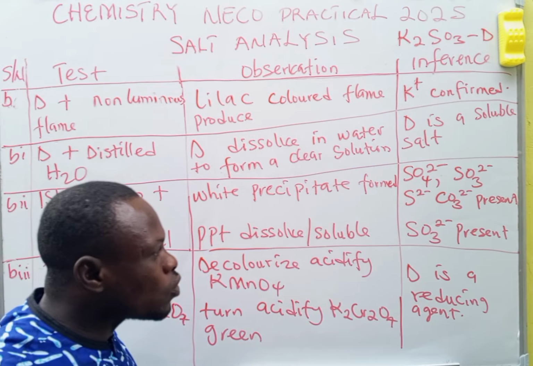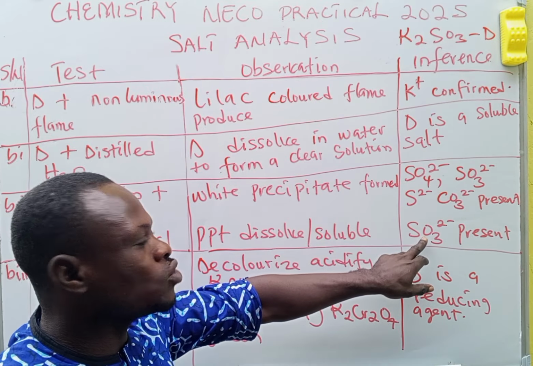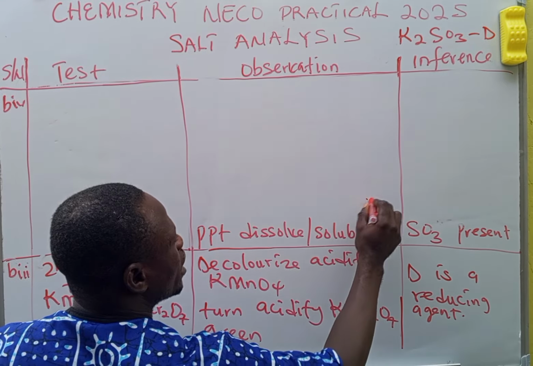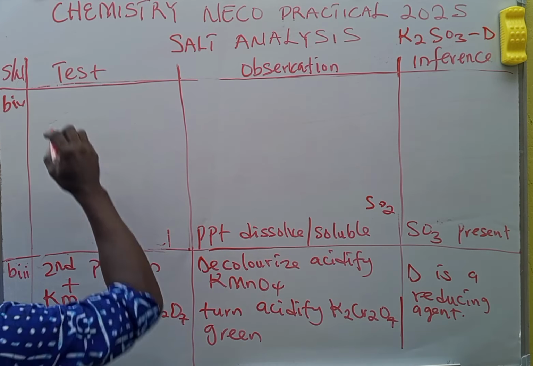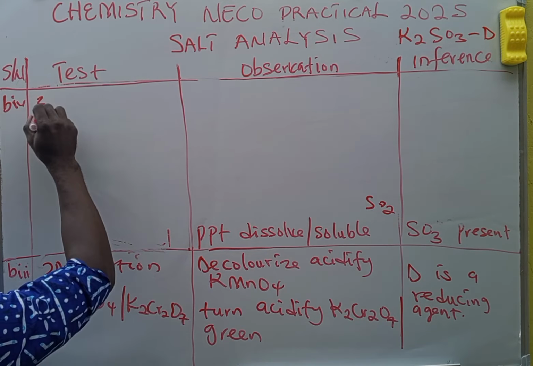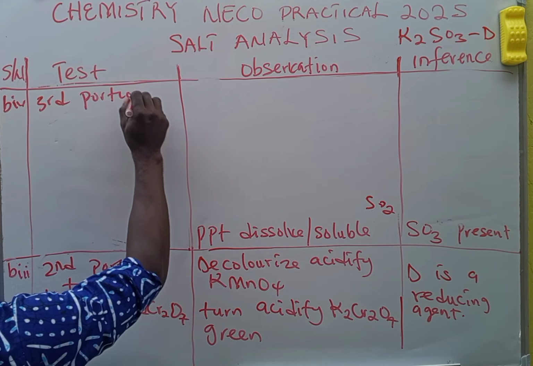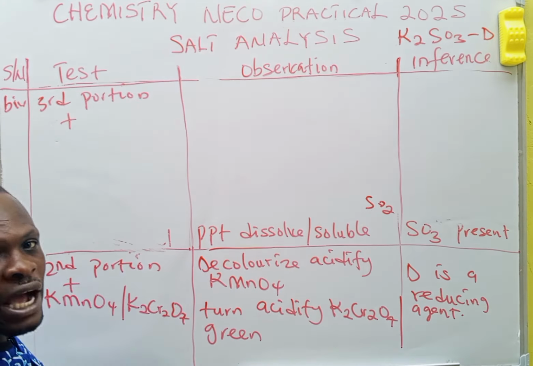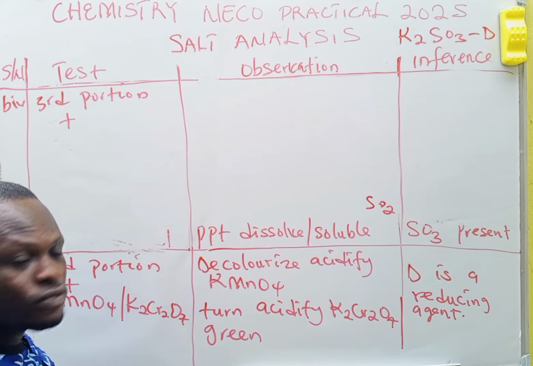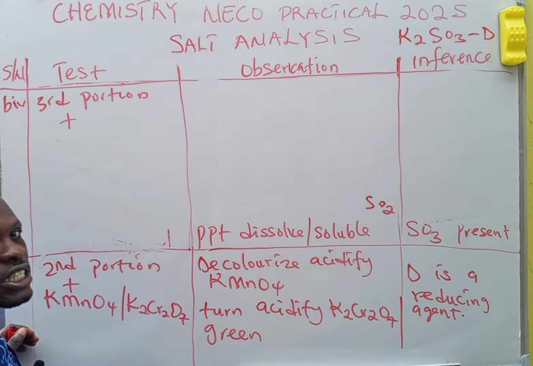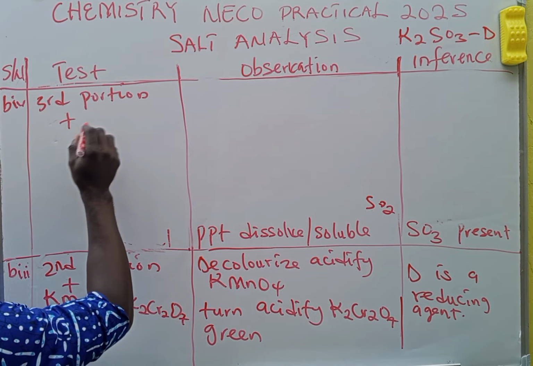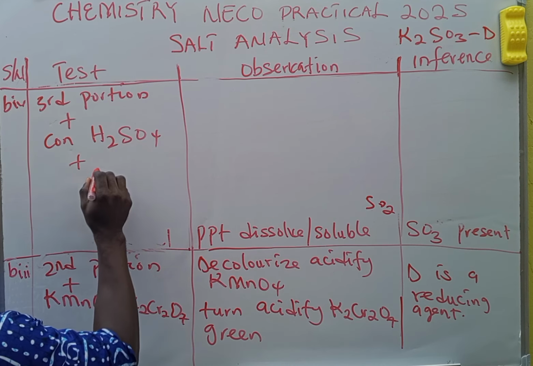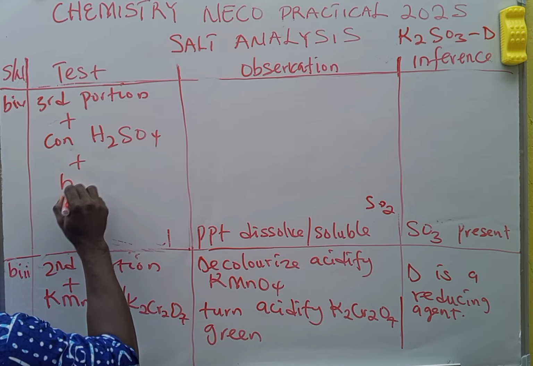All right, now what we are going to look at next is SO2 from this SO3. Now the test for SO2: third portion, plus, for you to hasten it, dilute acid. They might give you dilute acid or concentrated H2SO4. Let's just say plus concentrated H2SO4, plus heat.